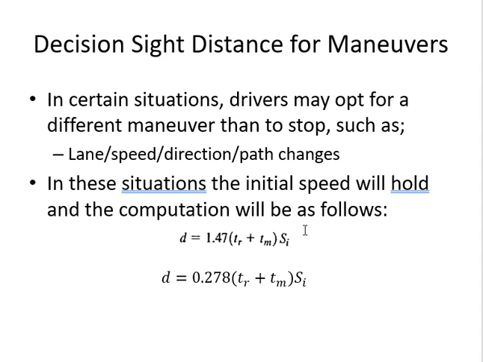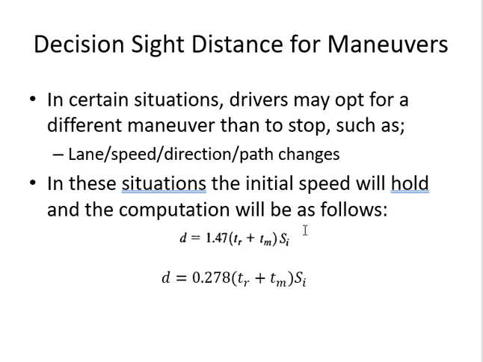So we have a single equation to calculate any other action. Other actions: change of lane, change of speed, change of direction, change of path, any other action. Clear? Now what does this equation have? 1.47, the conversion factor. TR, reaction time. TM, maneuver time.